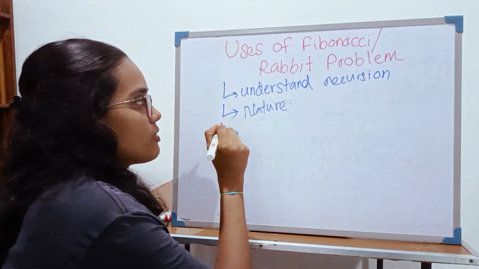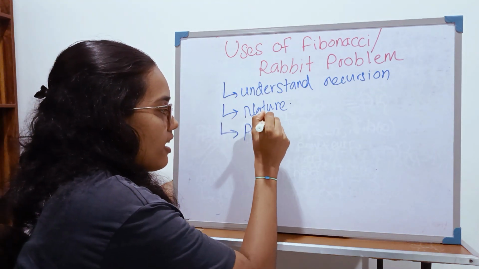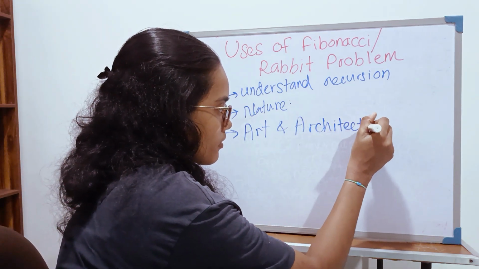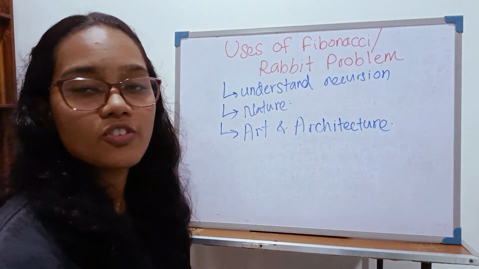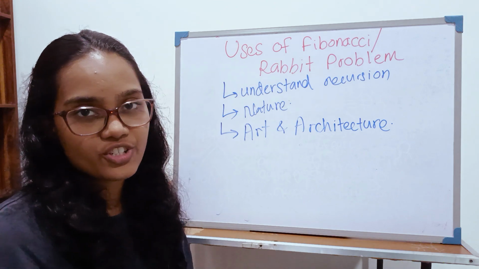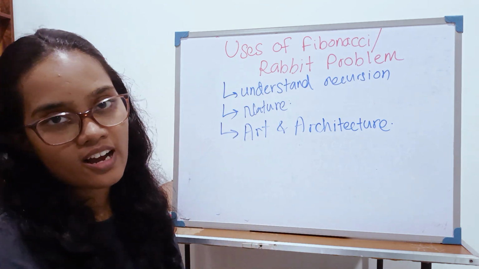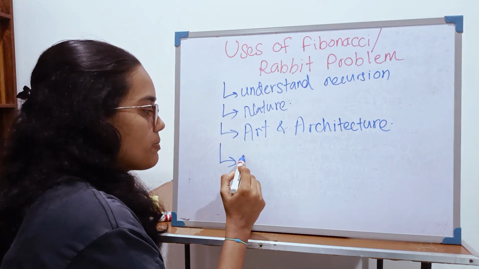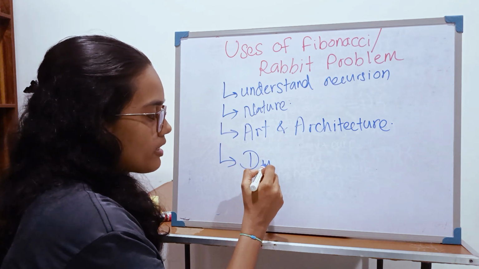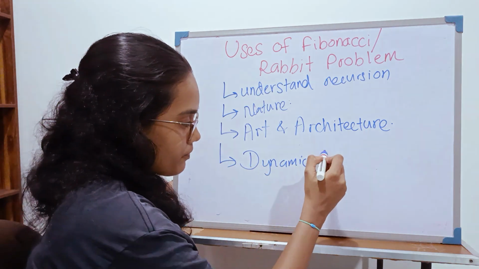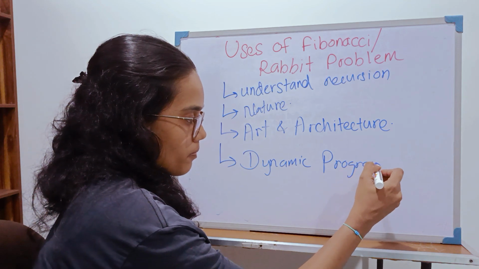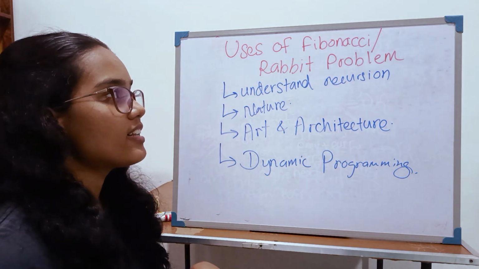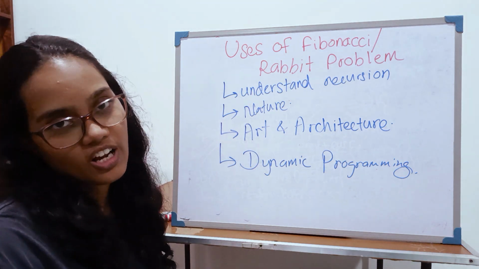Also, we can see these Fibonacci patterns in art and architecture as well. So we can use this Fibonacci pattern in the form of the golden ratio when it comes to art and architecture as well. Further, we can use this Fibonacci pattern in dynamic programming as well. So these are the basic uses of the Fibonacci sequence.